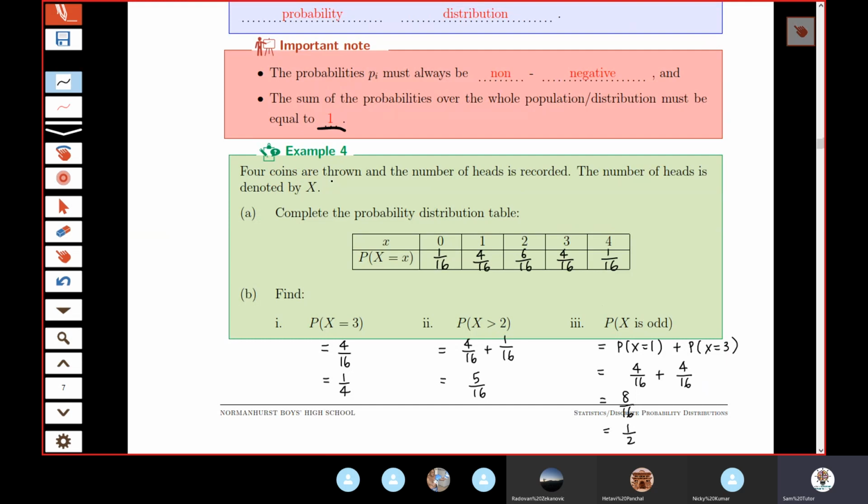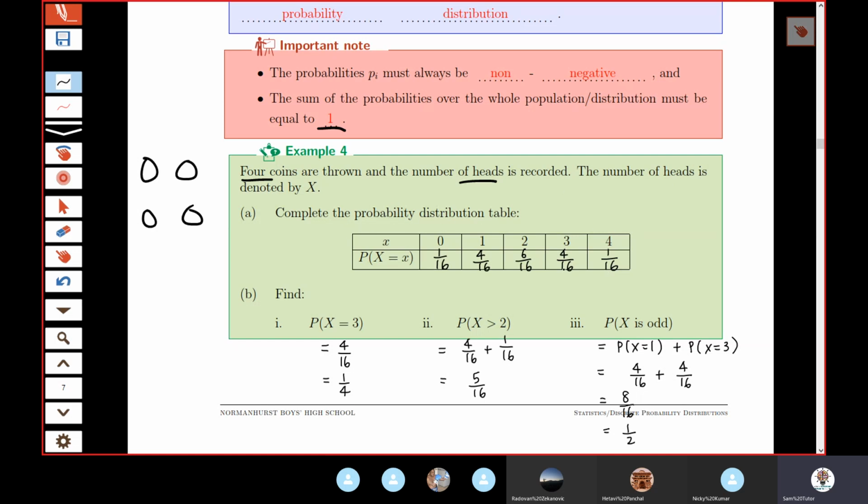Four coins are thrown. So you first have to think about 4 coins: 1, 2, 3, 4. And the number of heads is recorded. The number of heads is denoted by that capital X. So you could have 0 heads, 1 head, 2 heads, 3 heads, or 4 heads, right? Complete the probability distribution table.